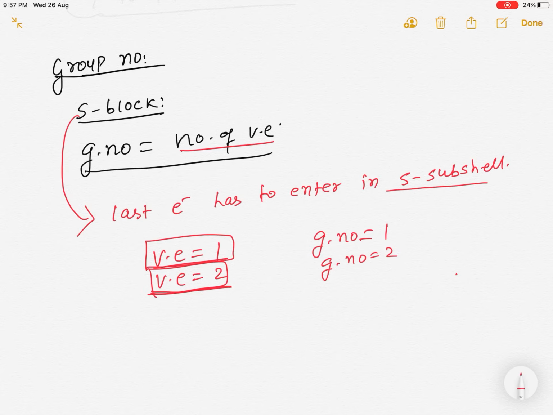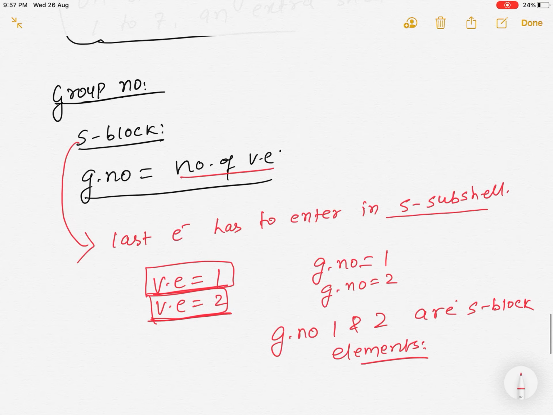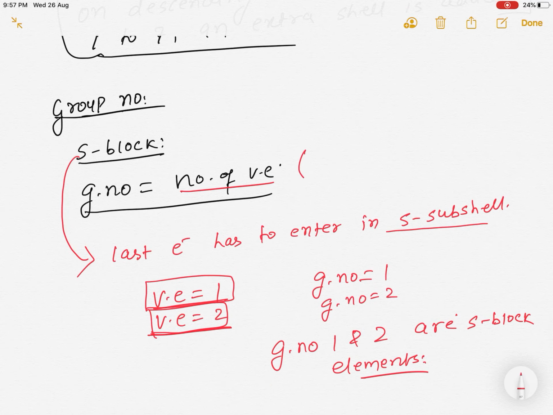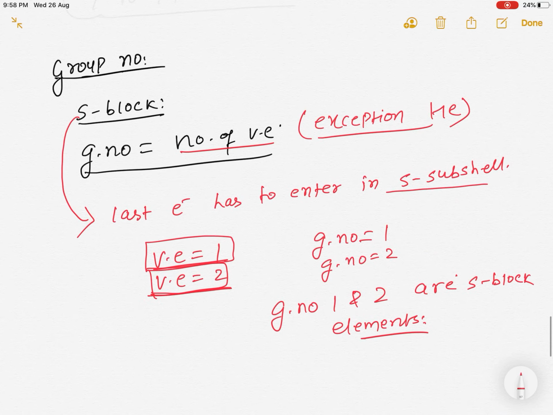Is there any other possibility for the number of valence electrons? No, there is no other possibility, and so there is no other possibility for the group number of S block elements. So group numbers 1 and 2 are S block elements. S block elements are from the first group and the second group. Remember, the exception is helium. Why is it an exception? We will see that also. So apart from helium, all the S block elements will belong either to group number 1 or group number 2.